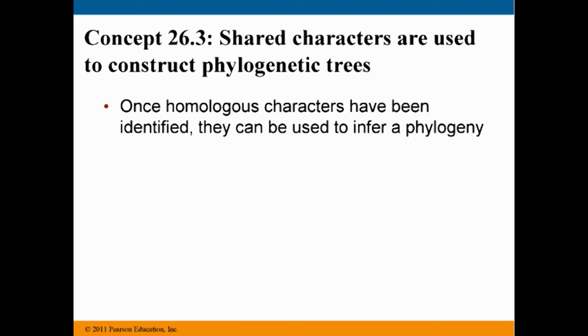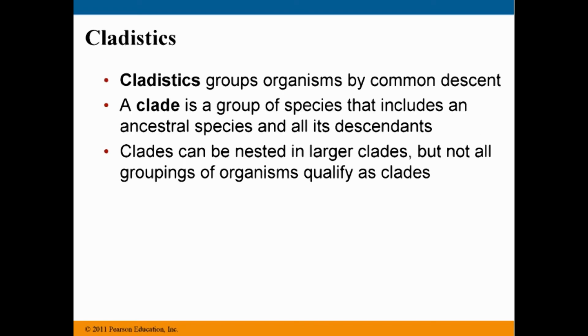Okay, concept 26.3, shared characters are used to construct those phylogenetic trees. So once those homologous characters have been identified, then you can infer a phylogeny. So remember, you can only use homologous characteristics. Analogous characteristics can't be used because there's no common ancestor. Okay, so we're only using the homologous characters.